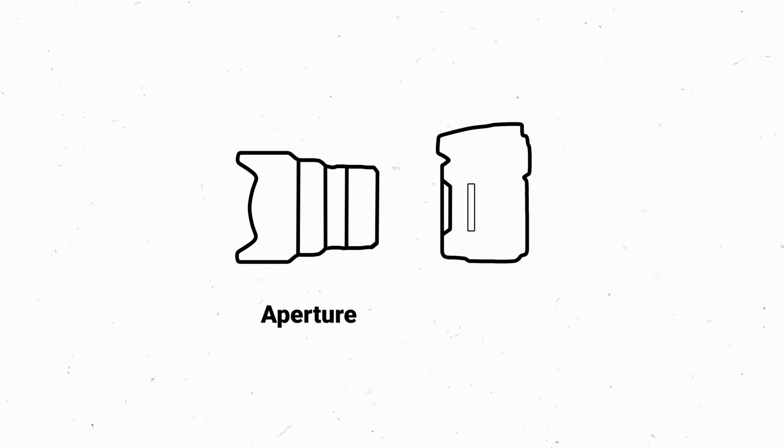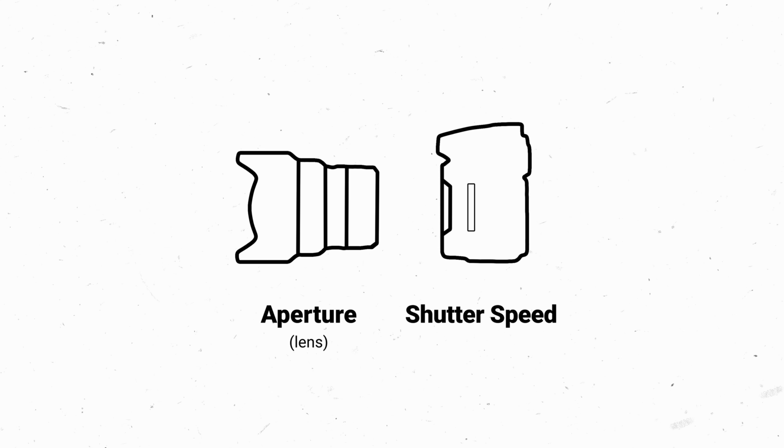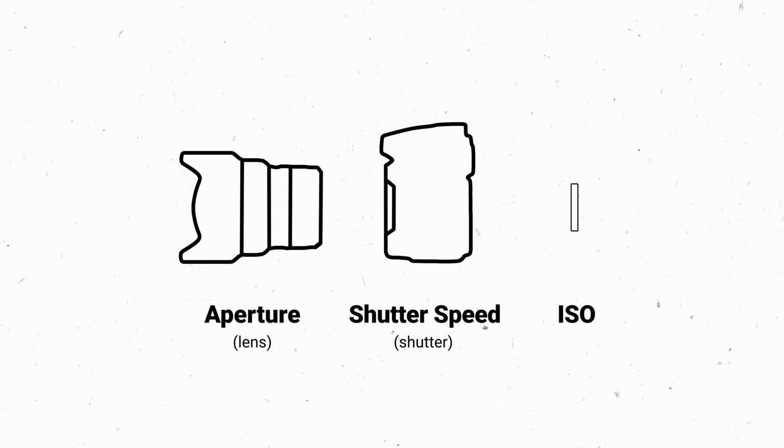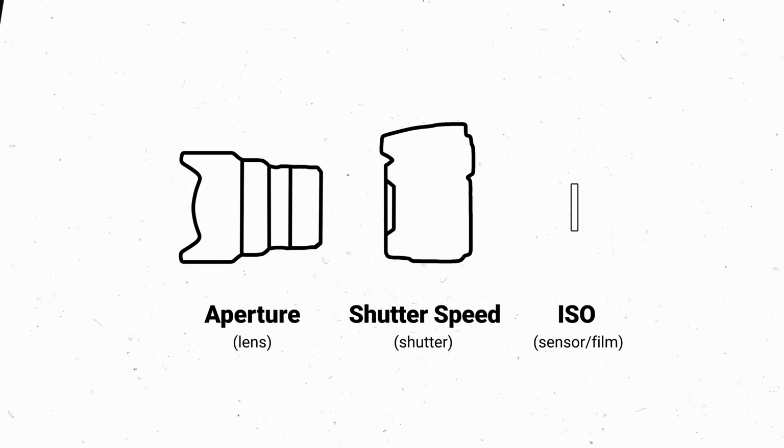Aperture is essentially how big the hole in your lens is for light to get in. Shutter speed is how long the shutter stays open when allowing that light in, and ISO is the setting for how sensitive your sensor is to the light that the shutter speed and the aperture have allowed inside the camera.